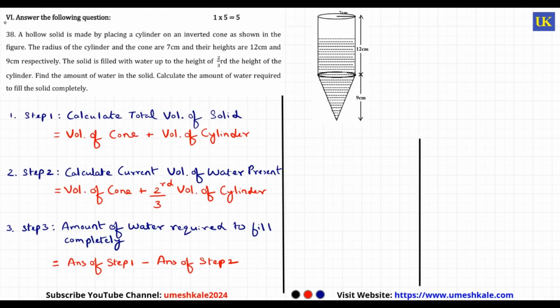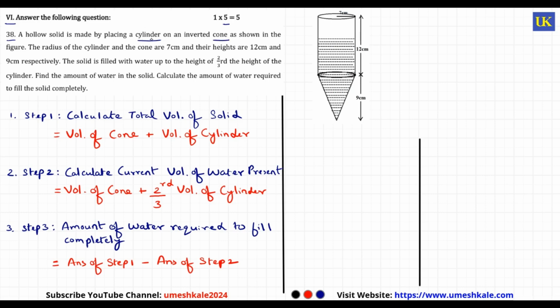Now, in this video we will be doing Roman number 6, in which the question is for 5 marks, and we'll be doing the 38th question. The question is: a hollow solid is made by placing a cylinder on an inverted cone.